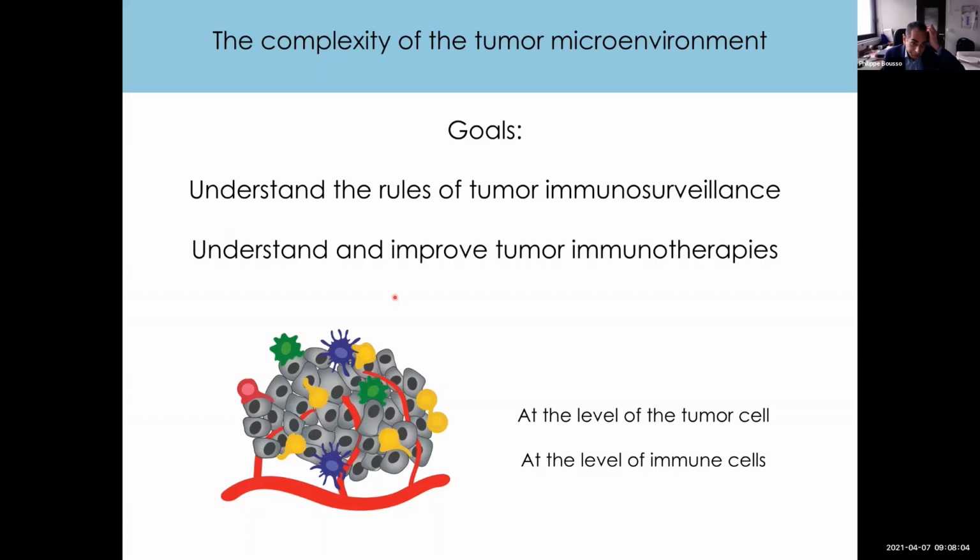Now, if we want to understand the basic rule, the basic mechanism of tumor immunosurveillance, or if we want to understand and improve the mechanisms of tumor immunotherapies, we are faced with a tremendous complexity of the tumor microenvironment. And by complexity, I mean that we are dealing with multiple cell types. All these cell types are different. They're all heterogeneous. This is at the level of the immune cells, at the level of the stromal cells, at the level of the tumor cells. And so really to tackle this complexity, one approach is to tease this apart at the level of the single cell.